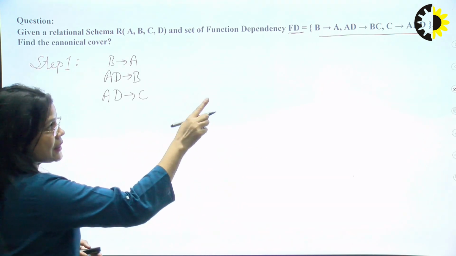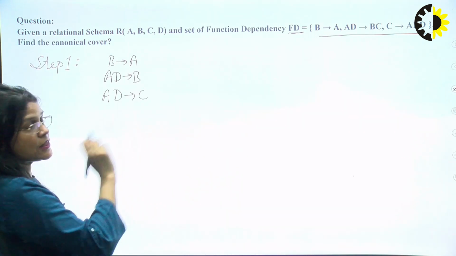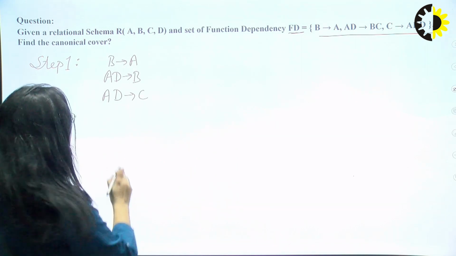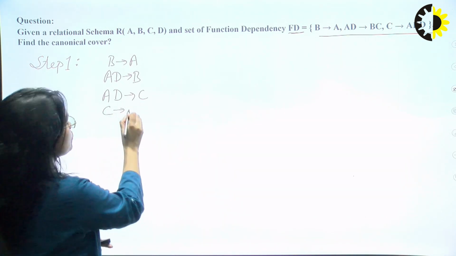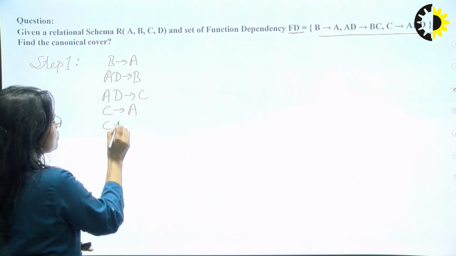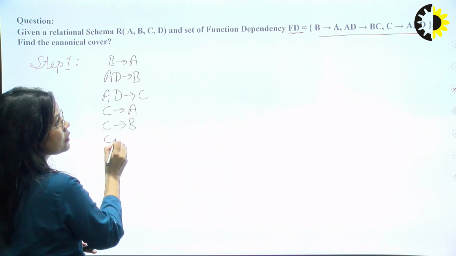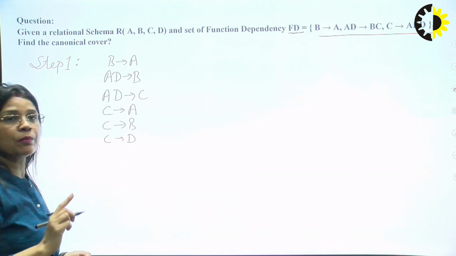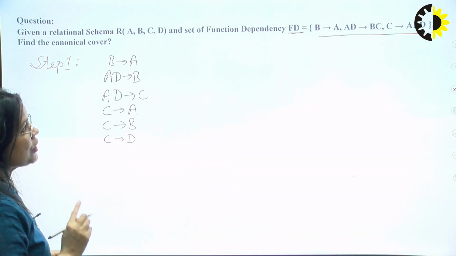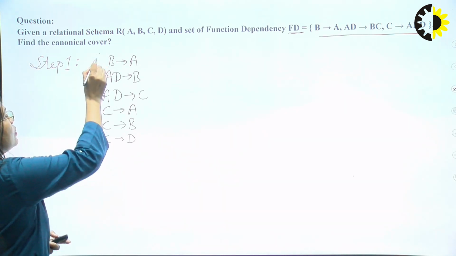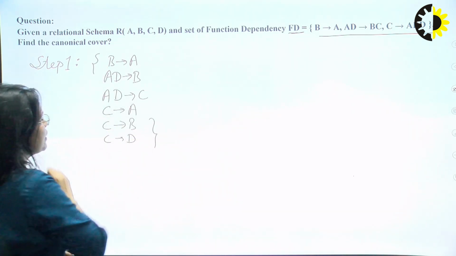And see the third functional dependency, C tends to ABD. Now what we will do, we will write C tends to A, C tends to B, C tends to D by the decomposition rule. So how many functional dependencies are we having now? We are having these 6 functional dependencies.